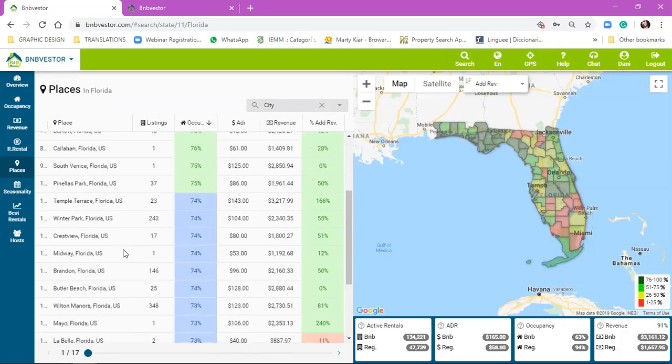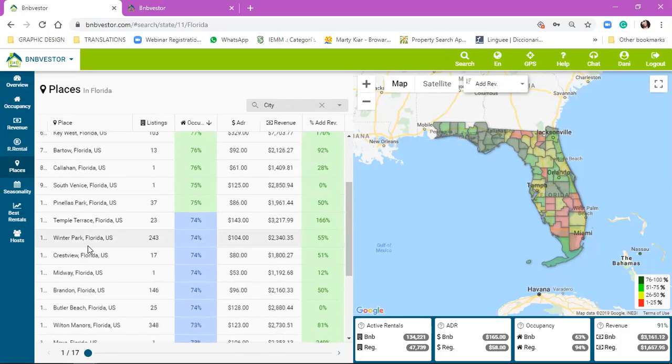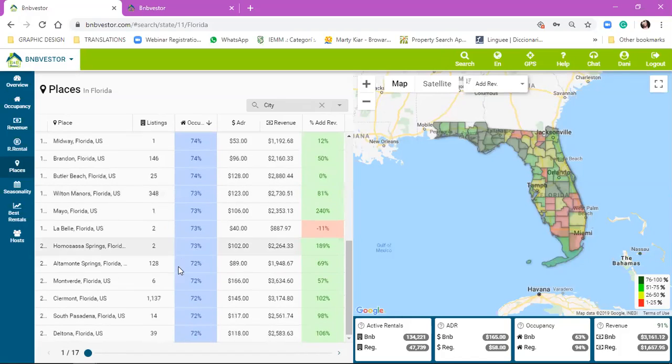But let's take a look into, for example, Key West. It has 77% occupancy. Then we have Winter Park with 74%. It's pretty high. Clermont has 72%. So these are cities that you want to consider, the ones that have sort of high listings and not compare with, for example, this. Okay.